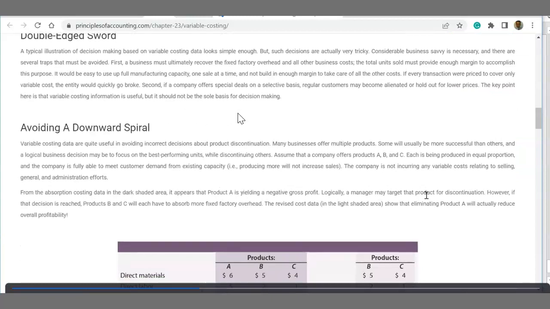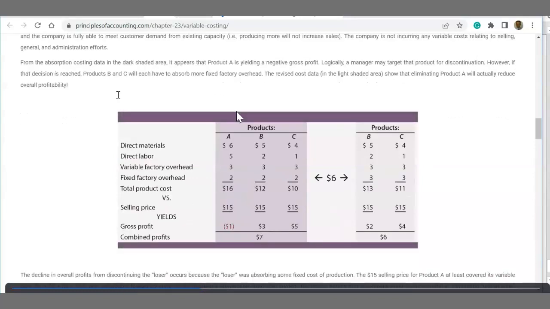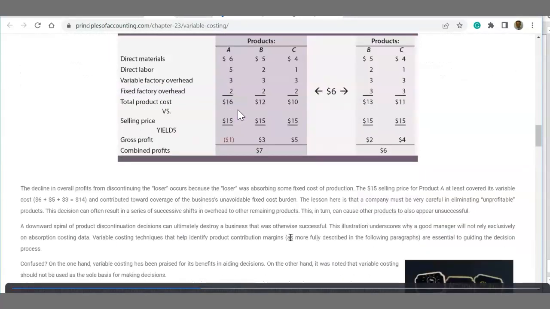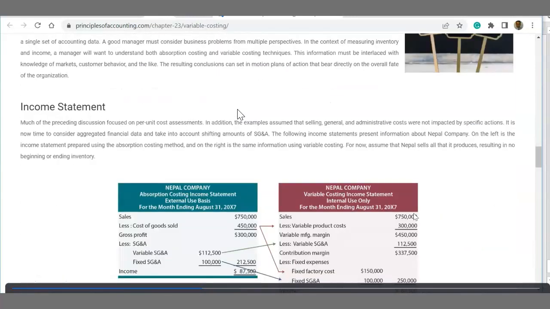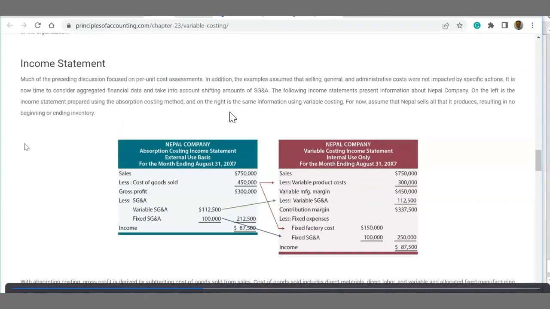Okay, so you can read this part, and also you can read this part. It's just talking more about variable costing and absorption costing. So let's look at this income statement, see what's going on. Much of the discussion focused on per unit cost assignments. In addition, the examples assume that selling, general, and administrative costs were not impacted by specific actions. Okay, so far so good. It is now time to consider aggregated financial data. The following income statement is presented for the Naples company.